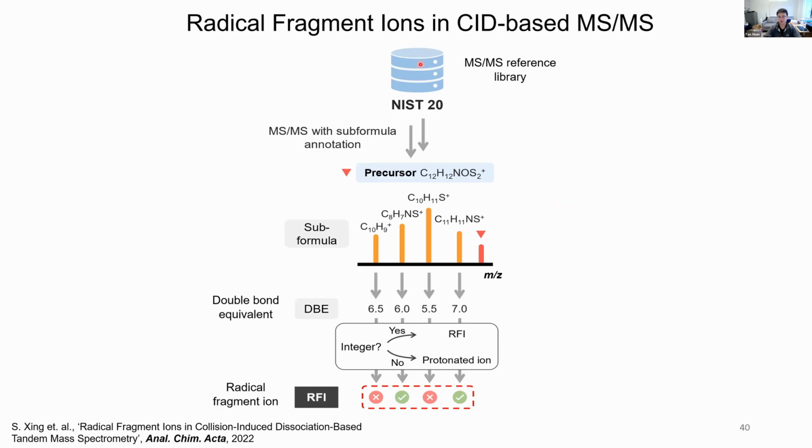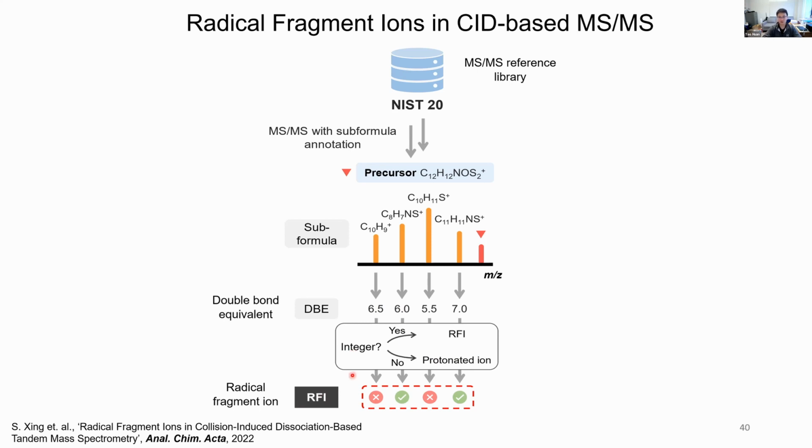This is basically what we did. We took the NIST 20 spectral library because it is well annotated. Each precursor and fragment ion has its assigned molecular formula, and using this molecular formula, we can calculate DBE. If the DBE is an integer, then it's a radical fragment ion, or an odd electron fragment ion. Otherwise, if it's a non-integer, then it is an even electron ion, sometimes a protonated or deprotonated ion, depending on whether it's positive mode or negative mode. So that's how we can check whether a fragment ion is a radical fragment ion.